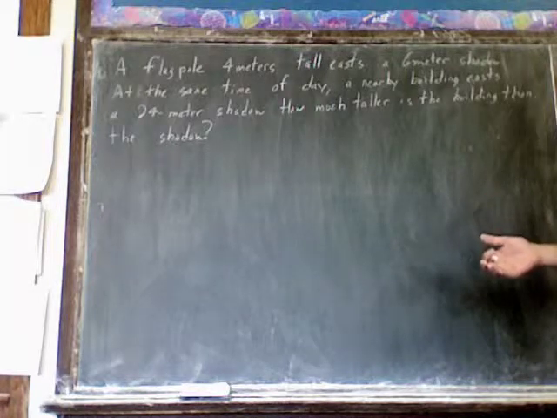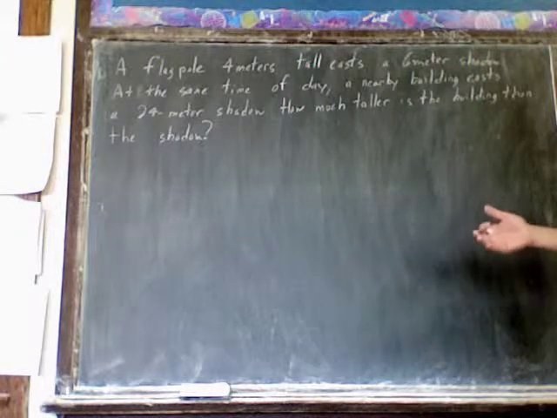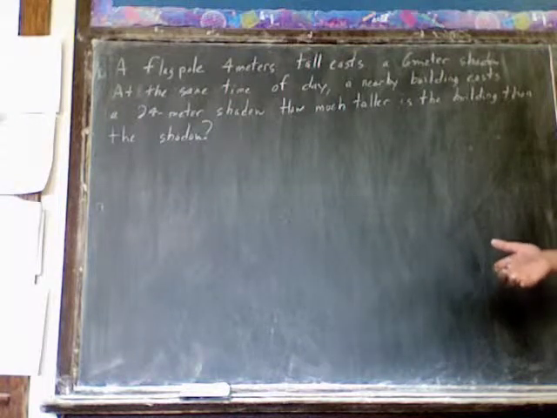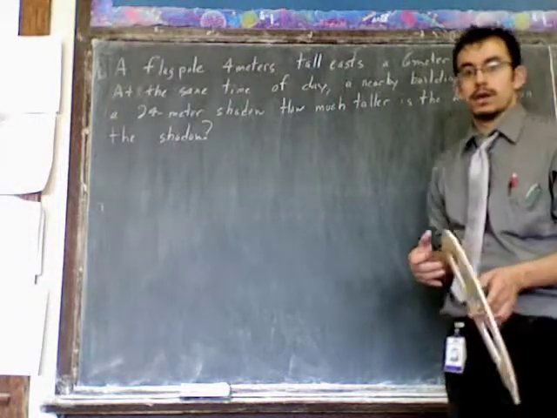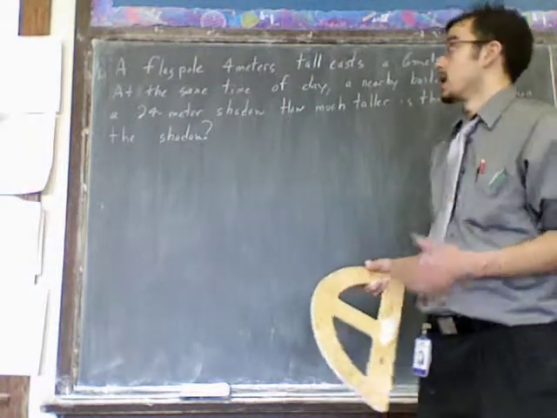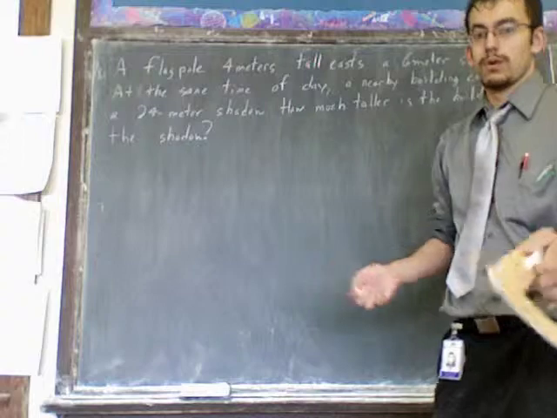Okay, so the problem we have here, we've got a flagpole that's 4 meters tall, casts a 6 meter shadow, and then at the same time of the day a nearby building casts a 24 meter shadow. And they want to know how much taller the building is than the shadow. Okay, so you've got two different things that have height. You've got a building and you've got a flagpole. So let's draw one of those.